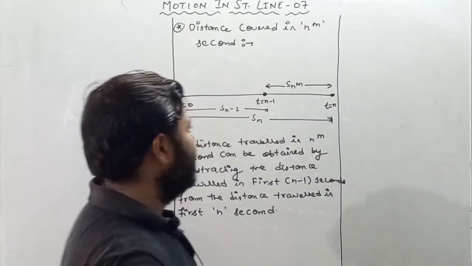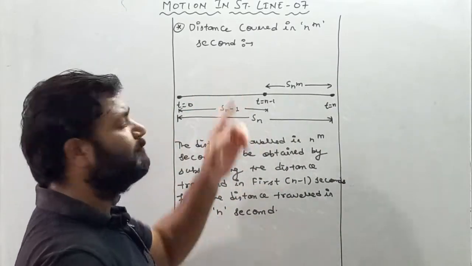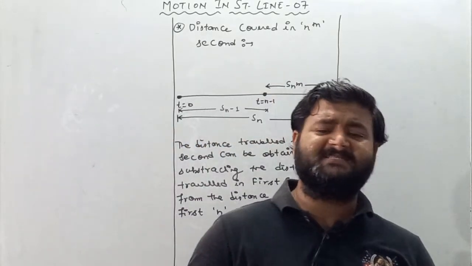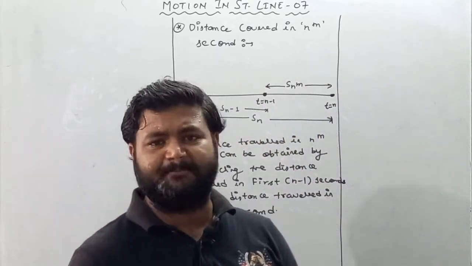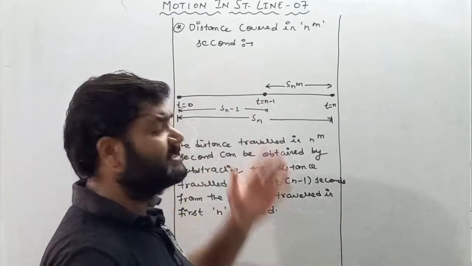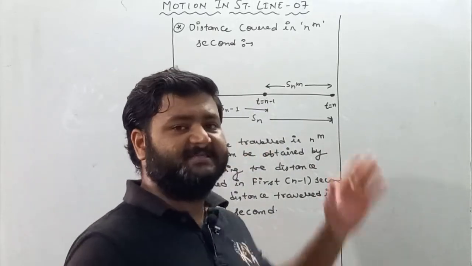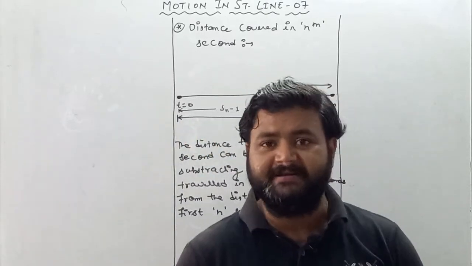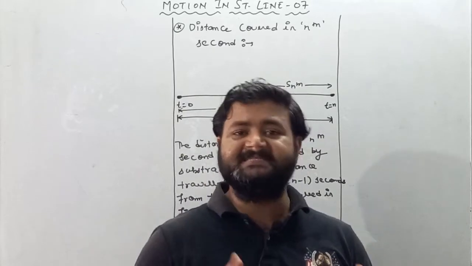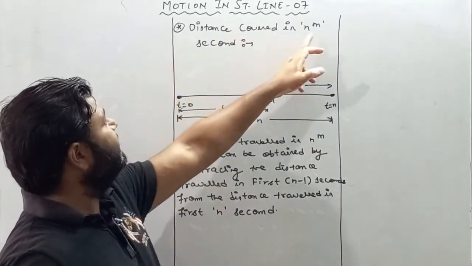Now the next topic is distance covered in nth second. This is a very important topic, beta. This is a very logical topic. This is somehow related to some quadratic type expression. So try to understand this because this is a very important part of equation of motion. This concept is also considered to be in equation of motion, and this concept is said to be distance traveled in nth second. So write down: distance covered in nth second.